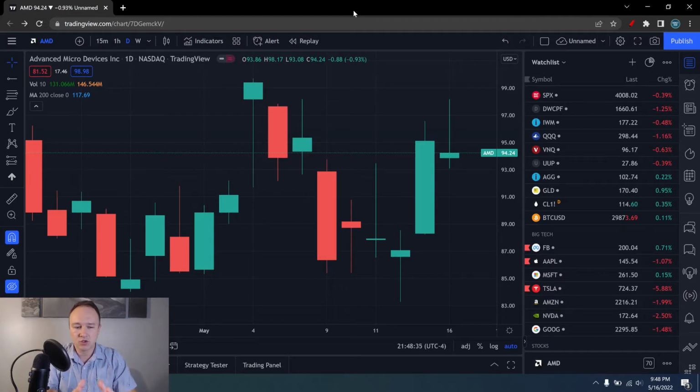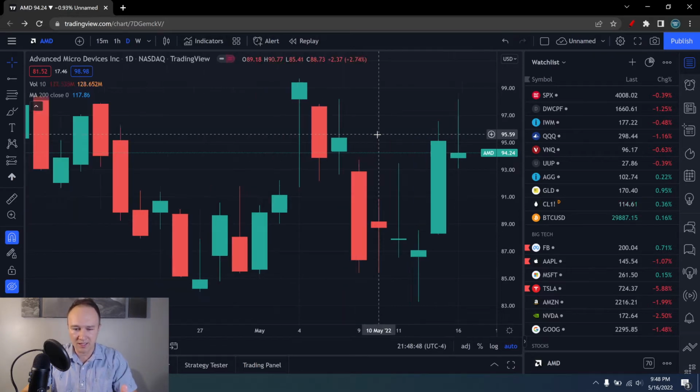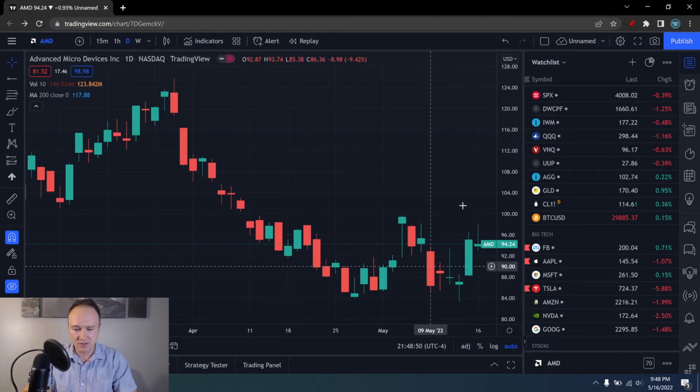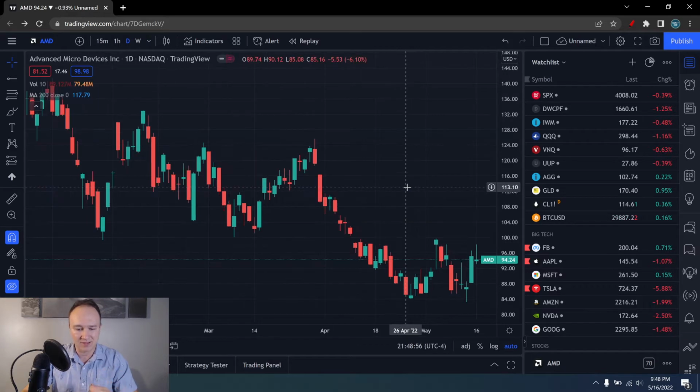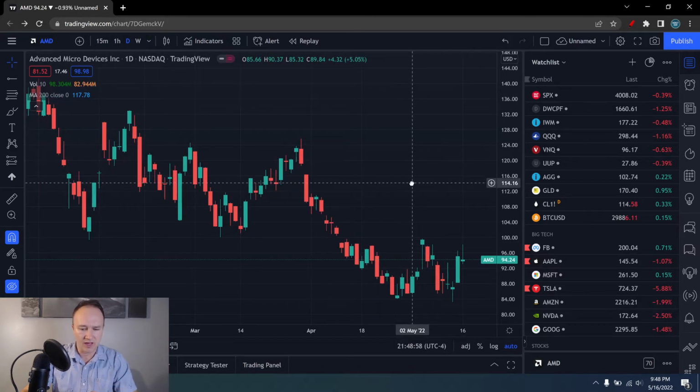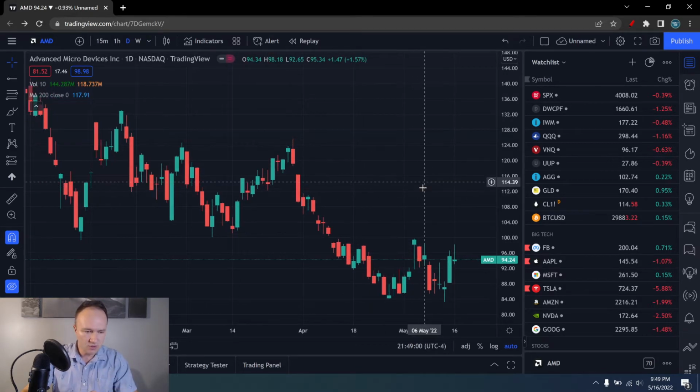So I've got TradingView pulled up on the screen. We're looking at candlesticks on the chart. We're zoomed in very far. I'm just going to zoom out. I like to start zoomed in to kind of give perspective to what we're looking at here as we zoom out. So every candlestick here represents one day. So we're going to zoom out and look at the last few months to half a year or so.